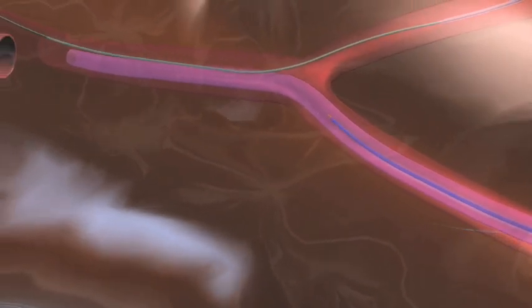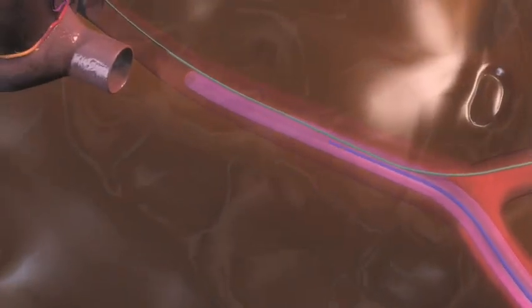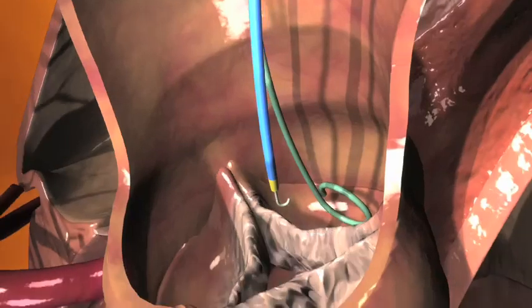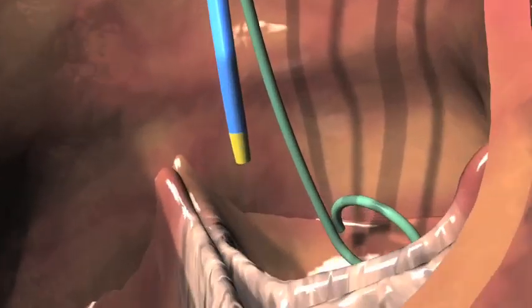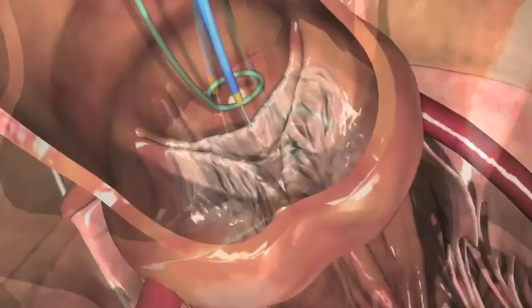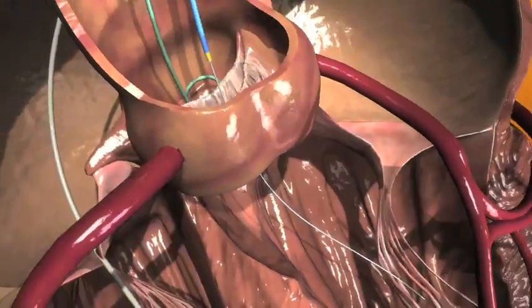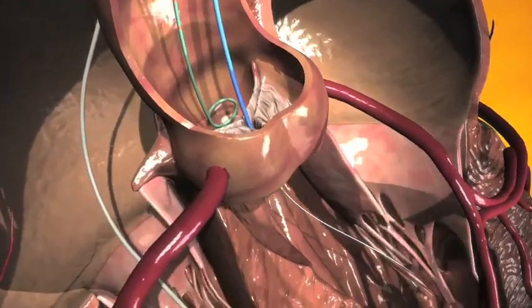Insert 5 or 6 French angiographic catheter over guide wire and advance to the ascending aorta. Switch the standard guide wire for a 035 straight tip guide wire. Advance the guide wire across the aortic valve into the left ventricle. After crossing the native aortic valve with the guide wire, advance the angiographic catheter into the left ventricle.